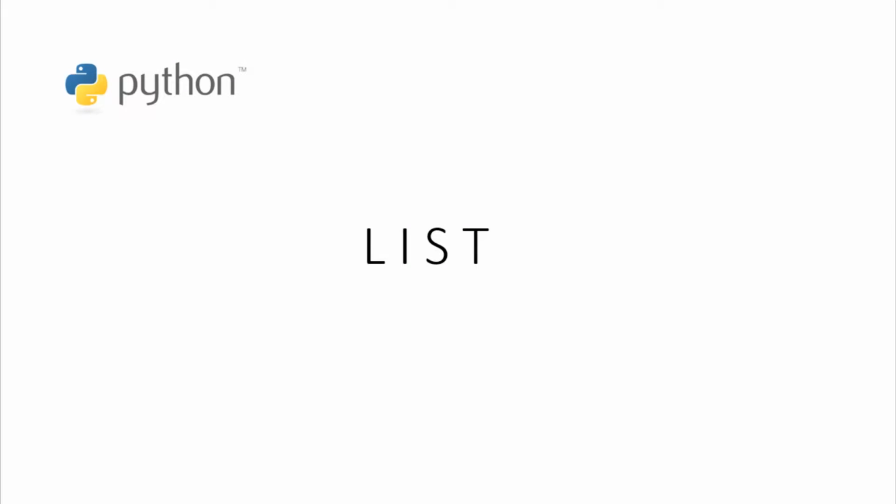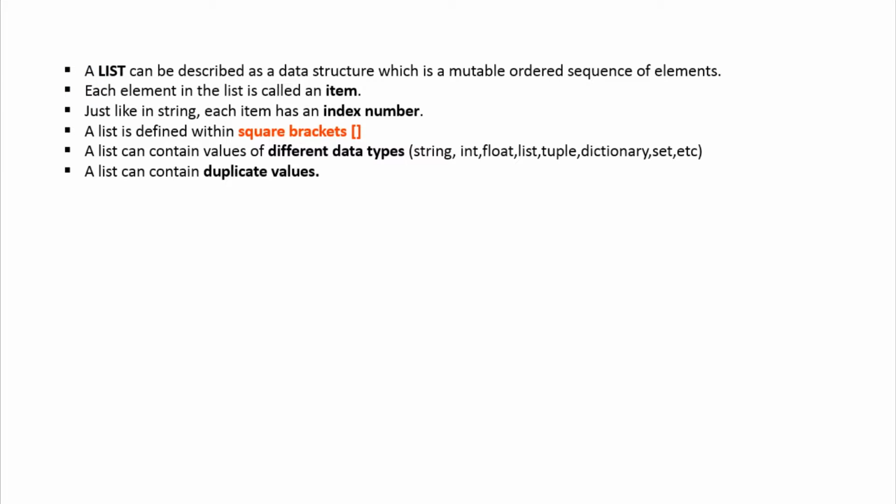What's up guys? Today we'll be discussing lists in Python. So what is a list? A list can be described as a data structure which is a mutable ordered sequence of elements. That means we could add, remove, or replace elements after creating a list.